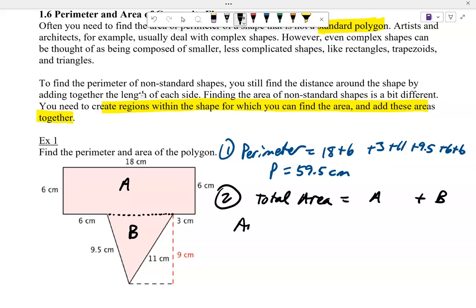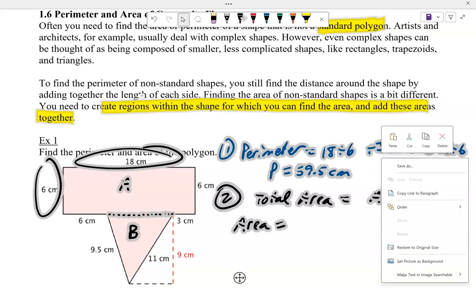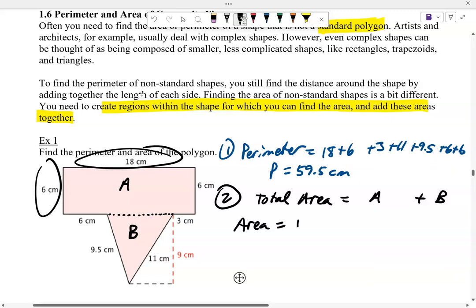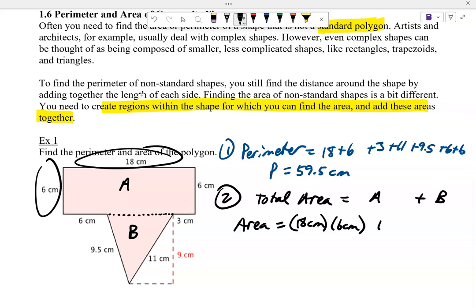And so this area will end up being, well, I know the area of a rectangle is length times width, right? Or base times height. So that rectangle is 18 centimeters times 6 centimeters. Plus, now I've got a triangle on this other one.